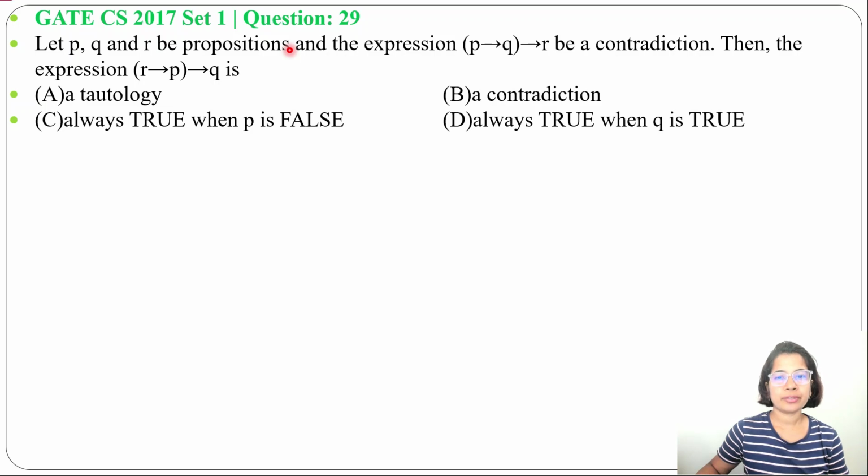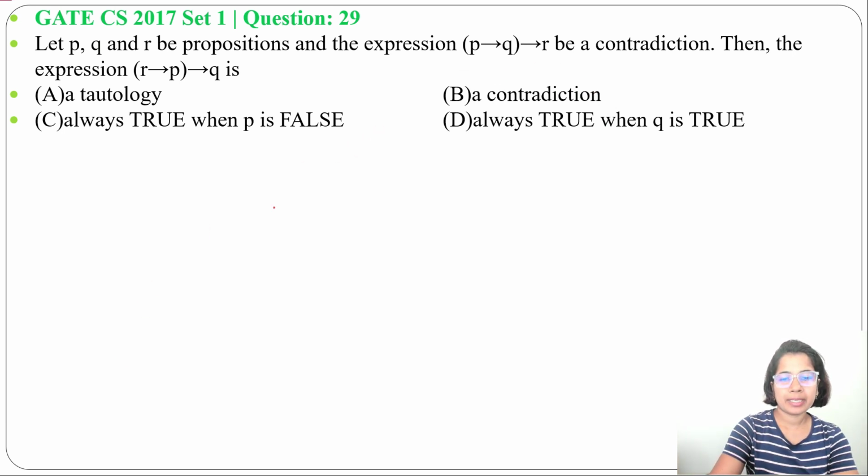Let's solve one previous question of mathematical logic. This question was asked in GATE CS 2017 set 1 question number 29. Let P, Q, R be propositions and the expression P implies Q implies R be a contradiction. Then the expression R implies P, whole implies Q is, and 4 options are given.